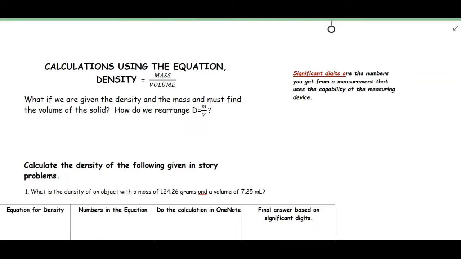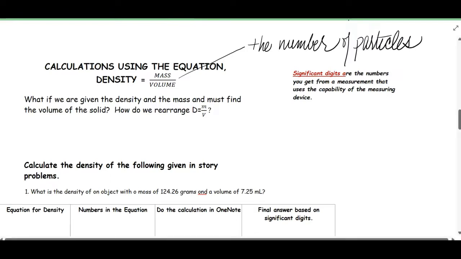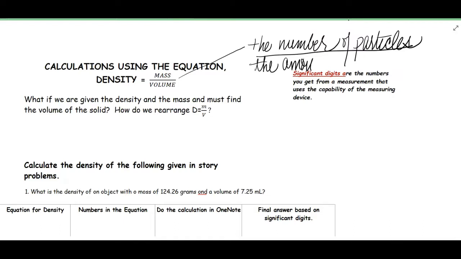When we do density, we're going to be measuring mass, and we're going to be measuring volume, and you're going to be dividing the two. So density is defined as the mass, that is the number of particles, divided by how much space the particles take up. We'll talk more about particles in a second.